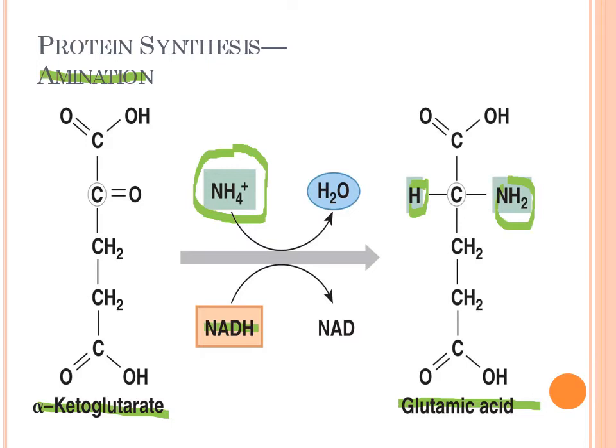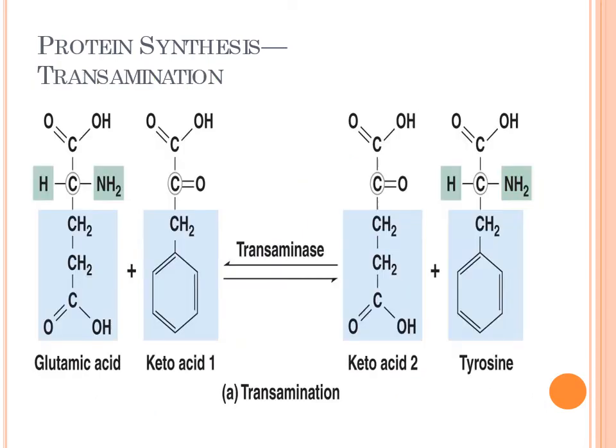We took two different structures and we added this ammonium ion. It reacted along with this structure in the presence of NADH, which is going to provide a hydrogen. So we end up with this hydrogen and this amino group that are attached to this carbon chain that creates glutamic acid, and we have water as our byproduct here. So that's amination, the addition of an amino group to a carbon chain using an ammonium ion. The ammonium ion is the reactant in this instance.